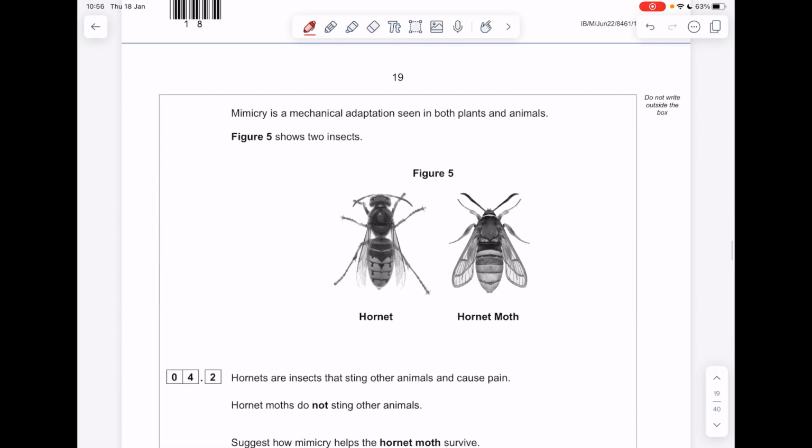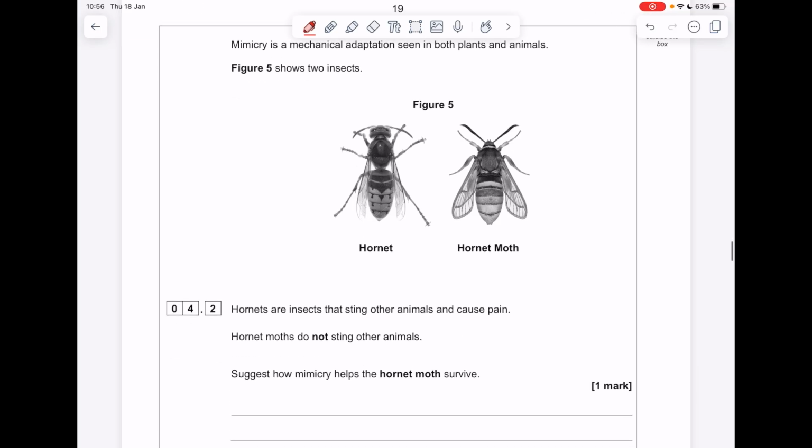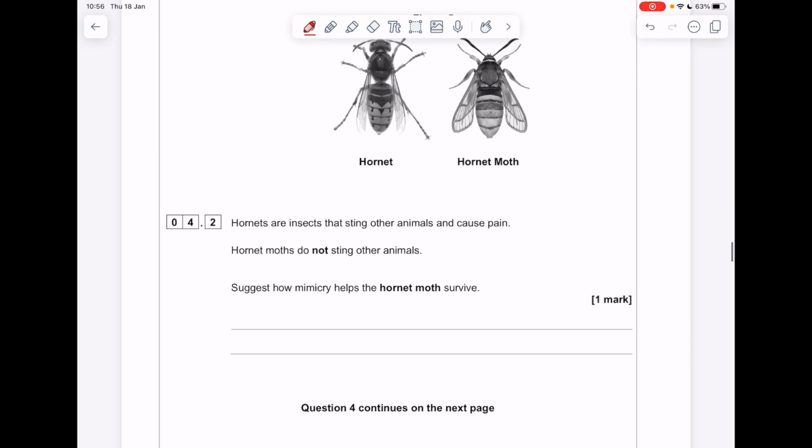Mimicry is a mechanical adaptation seen in both plants and animals. Figure 5 shows 2 insects. Hornets are insects that sting other animals and cause pain. Hornet moths do not sting other animals. Suggest how mimicry helps the hornet moth survive. So yeah, usually that moth would be at risk of being eaten by predators, but the fact that it looks like a hornet means that predators will be too scared to eat it because they'll be afraid that they'll get stung.